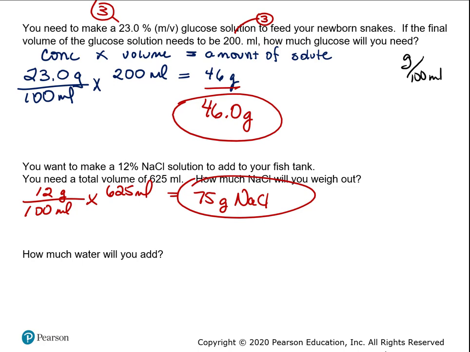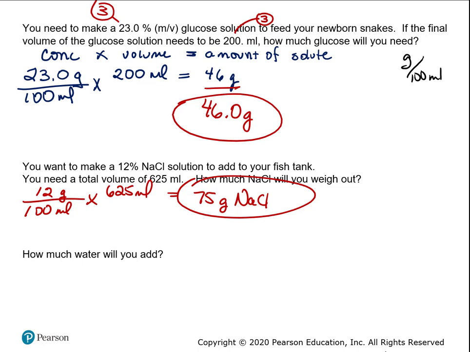2 quarts is about a half a gallon. So do you know exactly how much water you added? No. You just know that you added enough water to make the total volume 2 quarts. That's the lemonade mix and water together, right? That's the solution, the mix of the two of them. So this question says, how much water will you add?